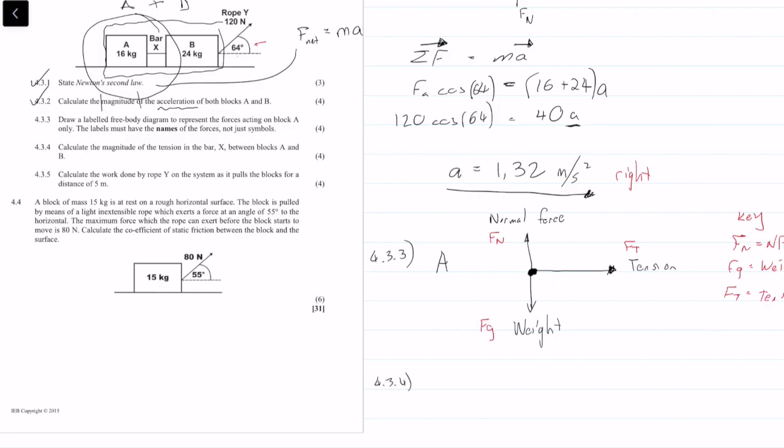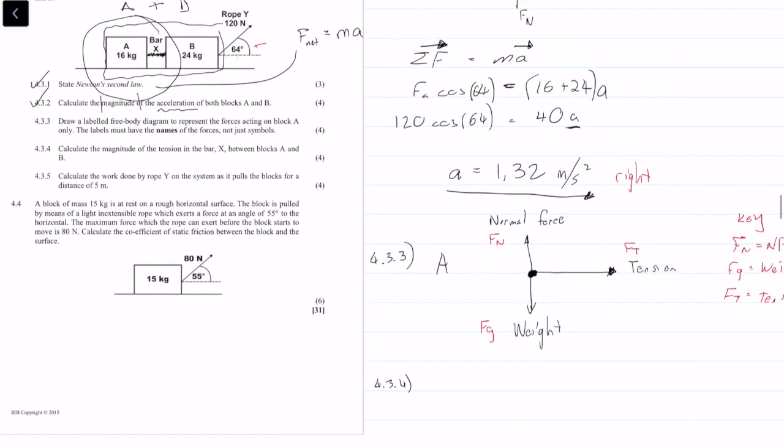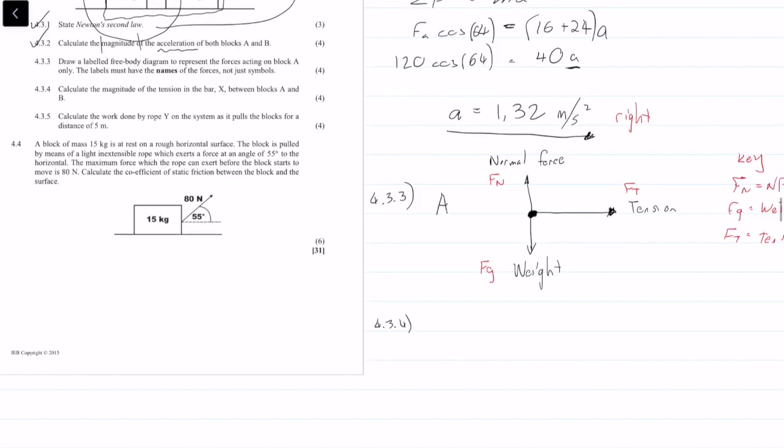4.3.4. Calculate the magnitude of the tension in X between blocks A and B. So this is the rope that we really care about. We want to calculate the magnitude of the tension. We've already drawn the free body diagram for A, so I'm just going to use A.